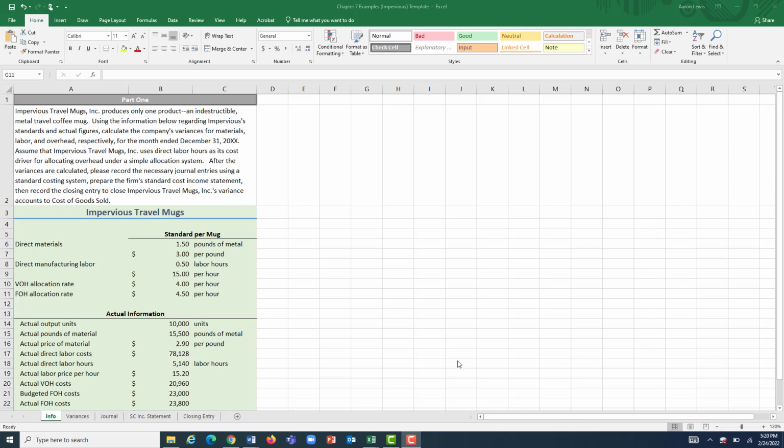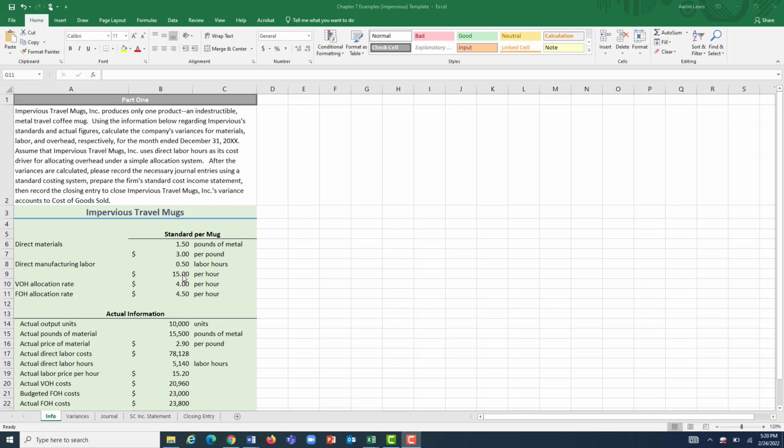Well, at the beginning of the period, the people running Impervious Travel Mugs would have gone through and set standards for how much goes into each mug for all sorts of things. Firstly, they think each mug is going to take 1.5 pounds of metal. The purchasing manager has determined that the cost of acquiring the metal to make these mugs is going to be approximately $3 per pound. The production supervisor has determined that it's going to take about a half an hour to make each and every mug, and the people in HR have determined that the average labor making these mugs is going to make $15 per hour.